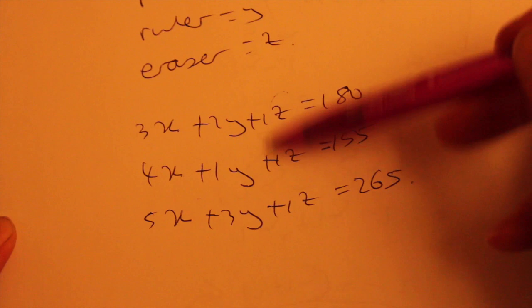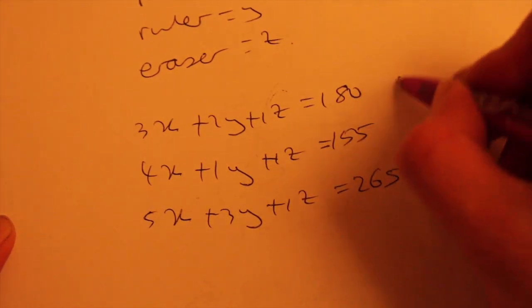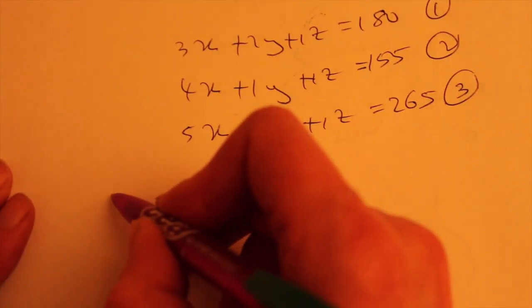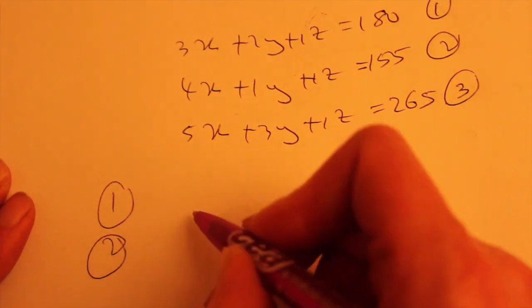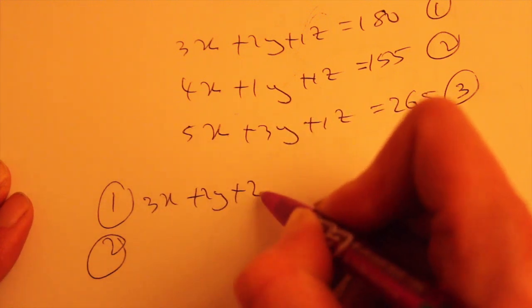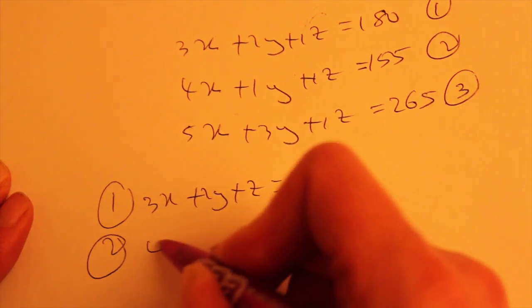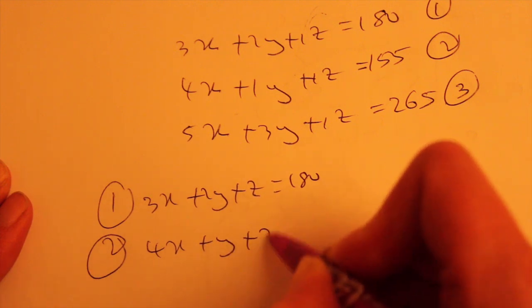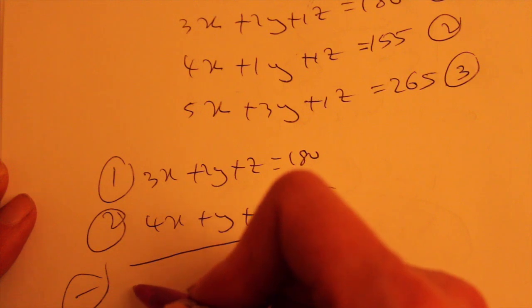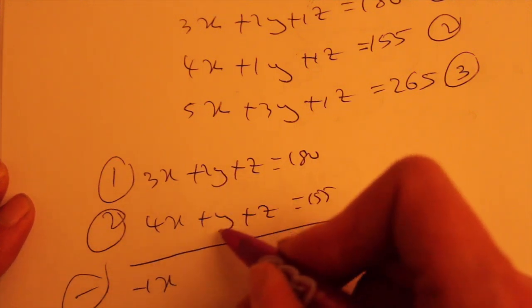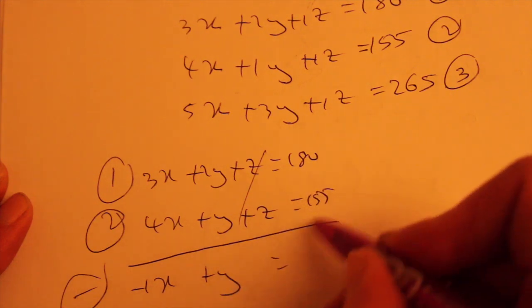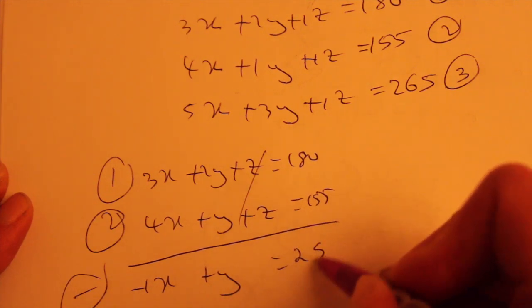Now I'm looking at that, all the z's are the same, so that's the ones I'm going to work with. Call this equation 1, equation 2, and equation 3. So I'm going to have equation 1 and 2 subtracting from each other. So I'll write them out. 3x plus 2y add z equals 180. 4x add y add z equals 155. Subtracting them. 3x minus 4x is minus 1x. 2y minus y is 1y. They've gone. 180 take away 155 is 25.